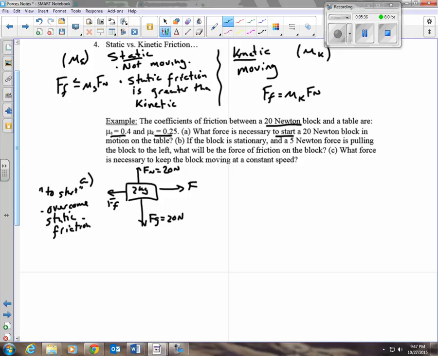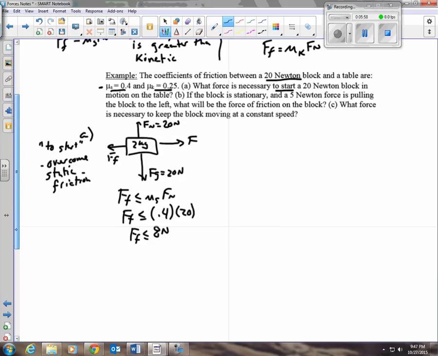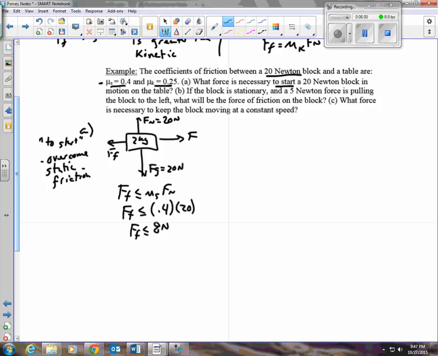So we're going to use the static one in this case. So F is less than or equal to μs Fn. F is less than or equal to the static coefficient, which right here was 0.4. Our Fn was 20. So F is going to be less than or equal to 8 newtons. So that's going to be our answer. Now, if F equals 8 newtons, we block this line.